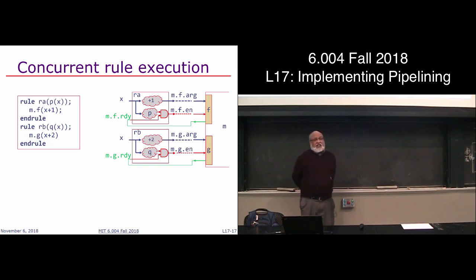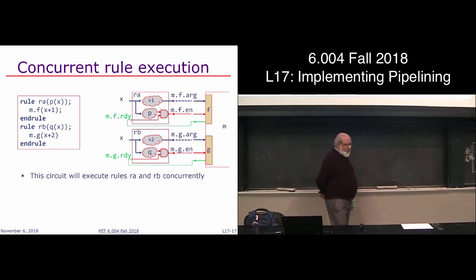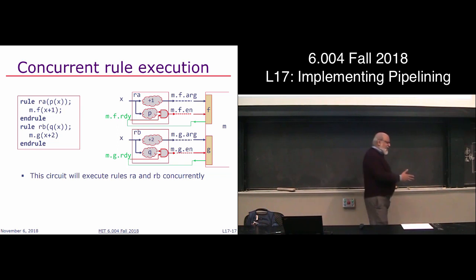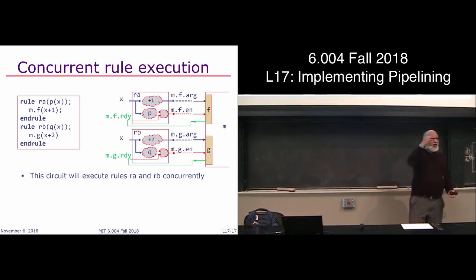Now this circuit is good. This circuit is correct. It will execute RA and RB concurrently. But what if you did analysis of your circuit, your module, and the compiler came back and said, sorry, F and G conflict? If F and G conflict, what will happen to this?